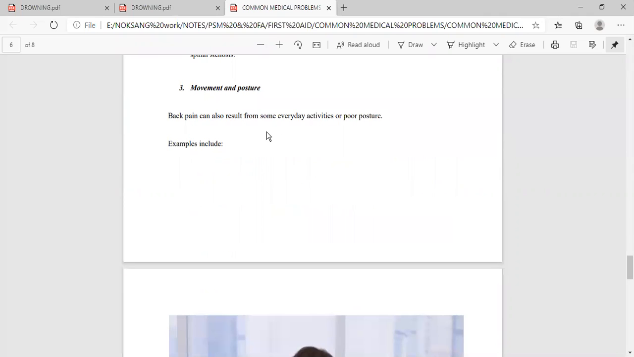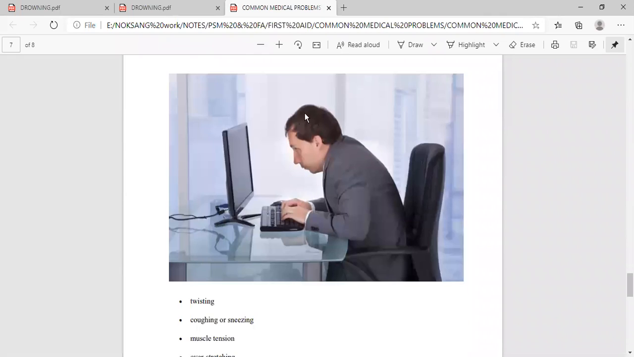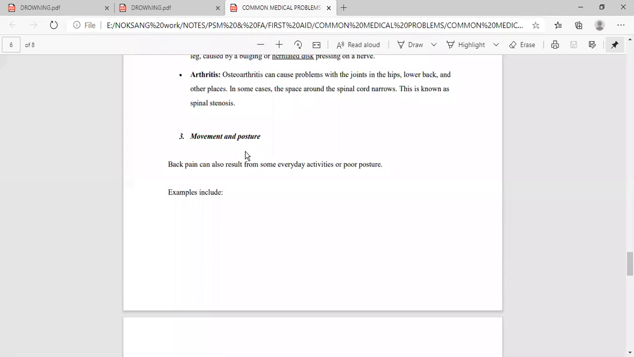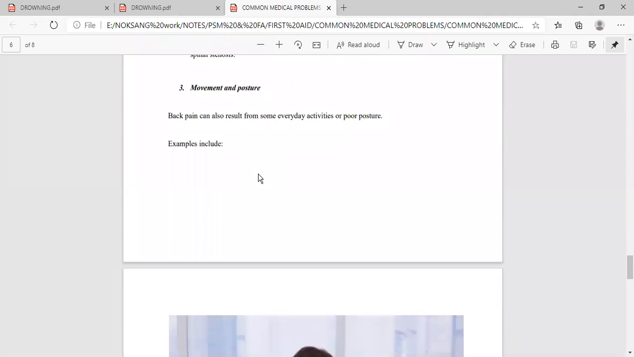Then movement and posture. Back pain can also result from some everyday activities or poor posture. This is a bad posture. A person is working on a laptop, on a computer, and the way he is sitting, if he sits in this way the whole day, it might ultimately lead to back pain. So the movement and posture of the body is also very much important. Just take the picture, movement and posture.